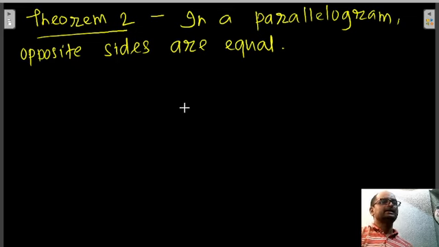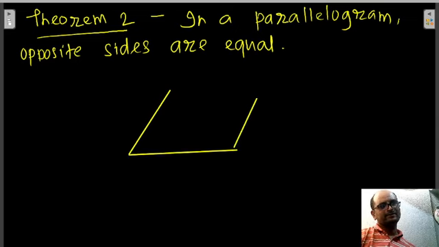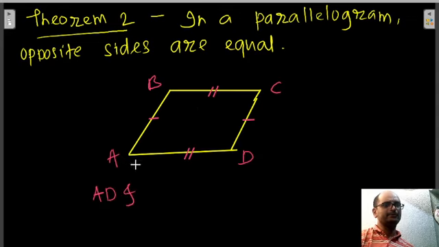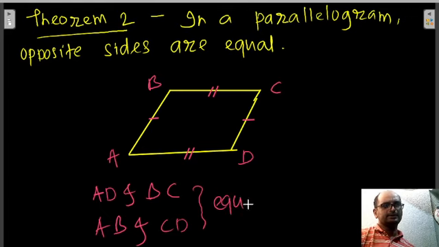This is what it means. See, if I draw a parallelogram like this, in this parallelogram this side is equal to this opposite side, and this side is equal to its opposite side. Here ABCD is a parallelogram; the opposite side of AD is BC, and AB and CD are opposite sides. These are equal. That is what the second theorem is telling.